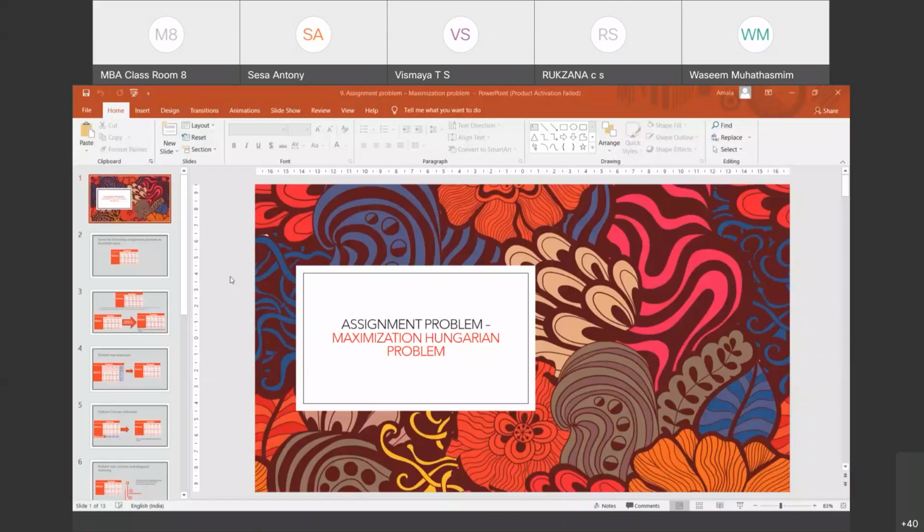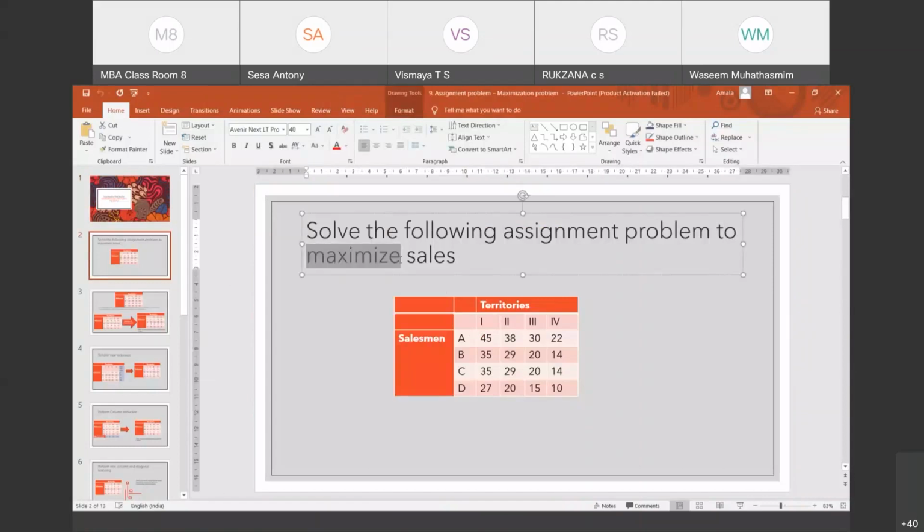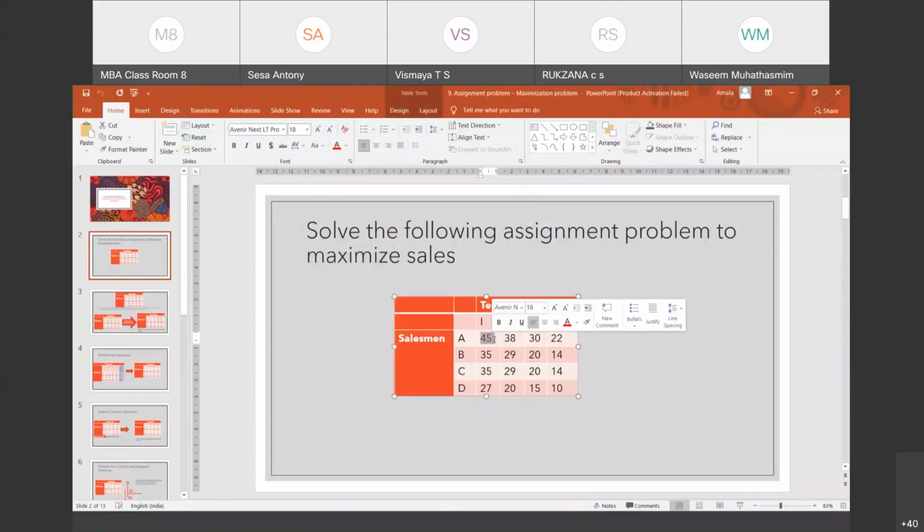So solve the following assignment problem to maximize the sales. Over here, see, maximize sales. So what value will be given in each of the cells? It is the maximization, so profit values are given in each of the cells. There are salesmen and there are territories. How many salesmen are there? 4 salesmen, A, B, C, D, and there are 4 territories.